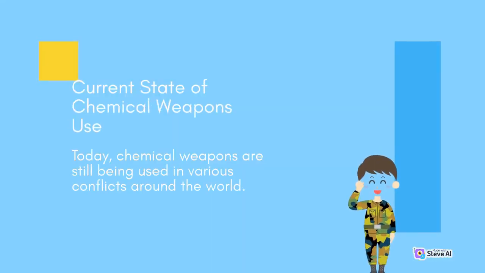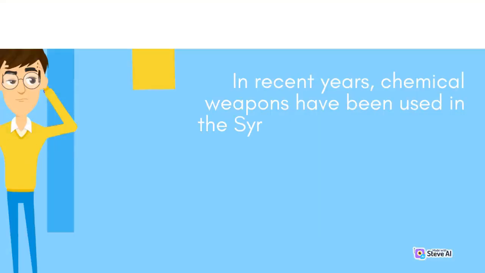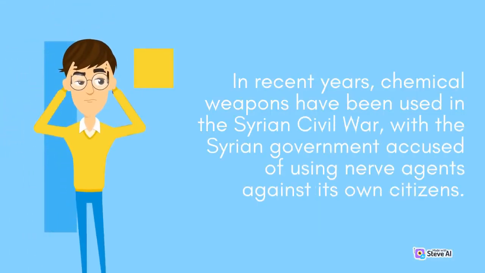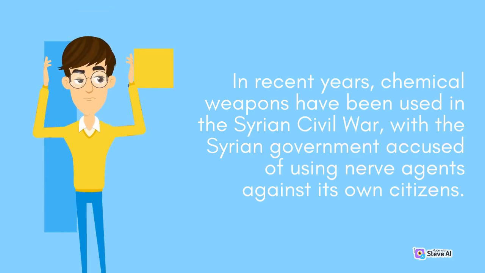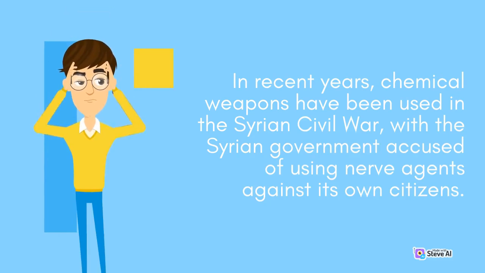Current state of chemical weapons use. Today, chemical weapons are still being used in various conflicts around the world. In recent years, chemical weapons have been used in the Syrian civil war, with the Syrian government accused of using nerve agents against its own citizens.